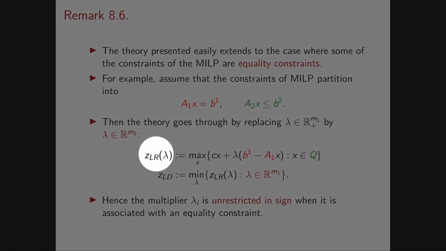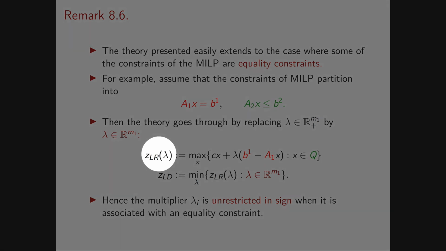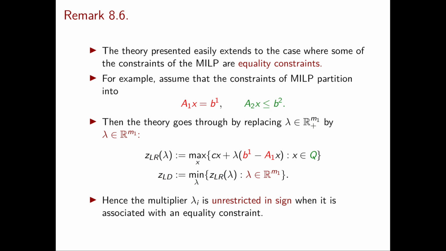On the other hand, the multipliers lambda will change because they were required to be non-negative and now instead they will be just free. Therefore, the Lagrangian relaxation will be defined for every lambda, and the Lagrangian dual will be the minimum over all lambda in R^m1 without the constraints that lambda has to be greater than or equal to 0.